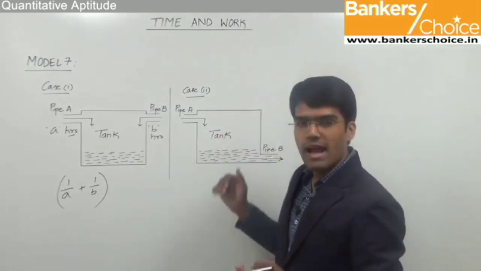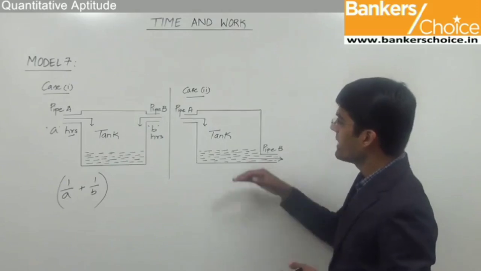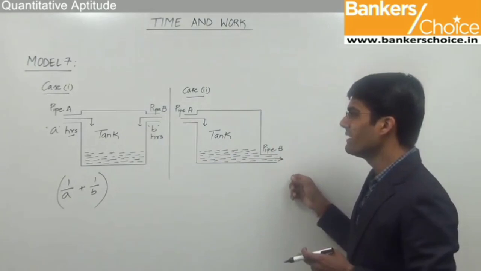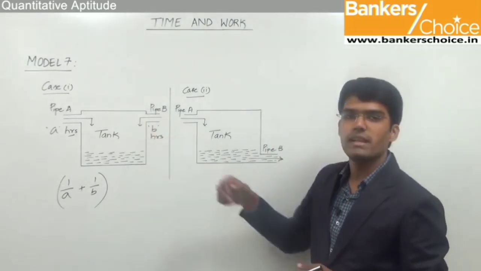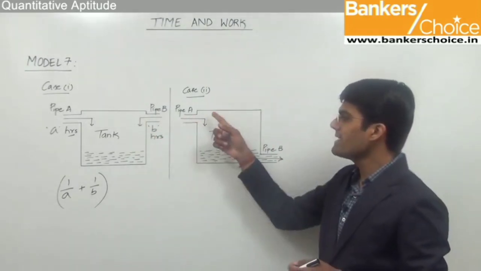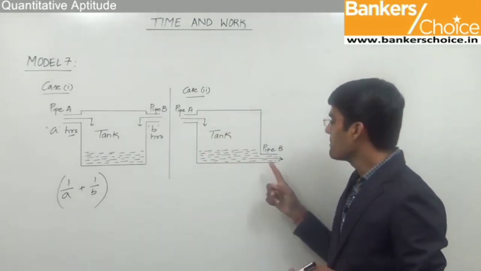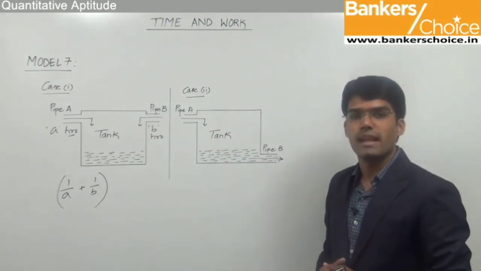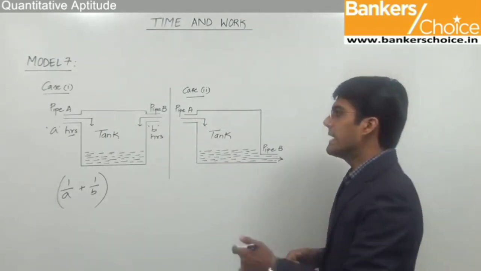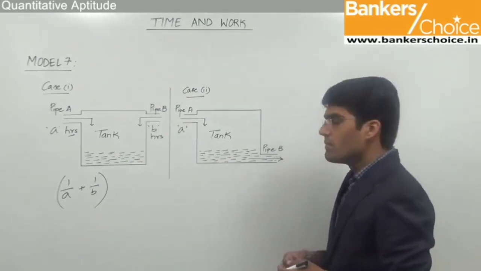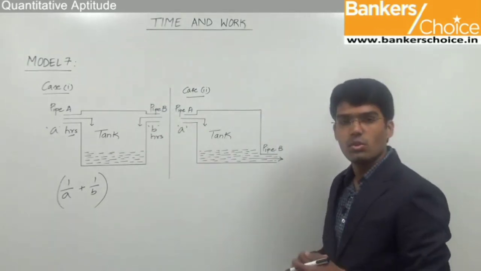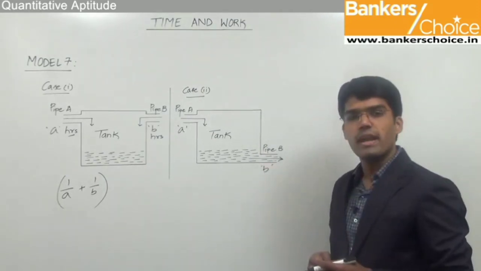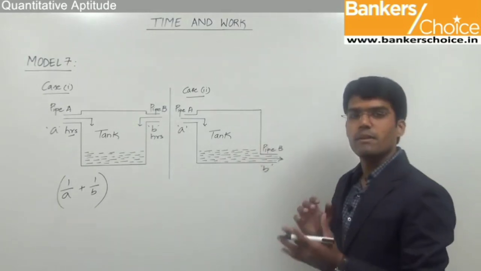But one special case that we have here is case number 2. Now as you can see here, we have a water tank which has got two pipes, pipe A and pipe B. But the difference here is, in the previous case, both the pipes were inlet pipes. But in this case, pipe A is an inlet pipe which is used to fill the tank, but pipe B is an outlet pipe. That means this pipe is used to remove the water from the tank. When pipe A works alone, it can fill the tank in A hours. But when pipe B works alone and pipe A is closed, the same tank can be emptied in B hours.